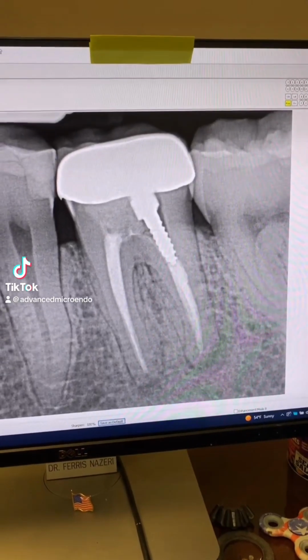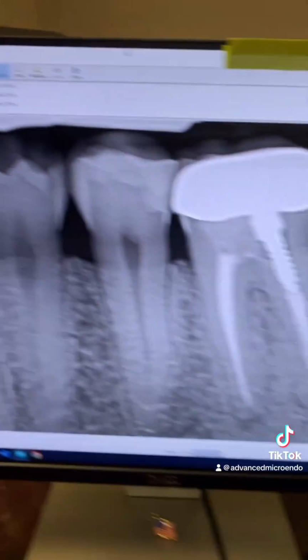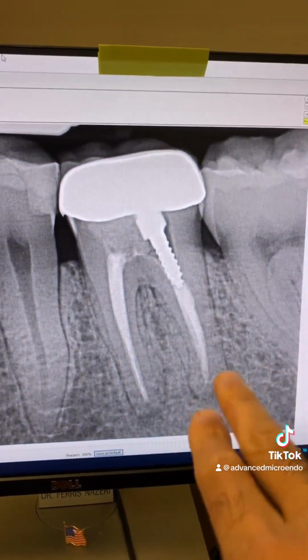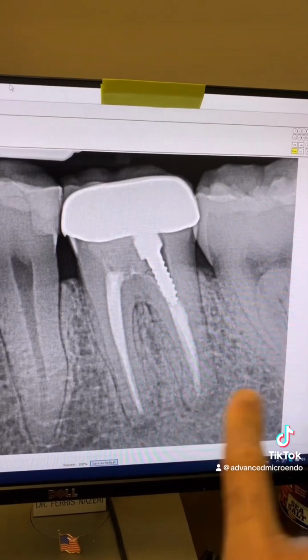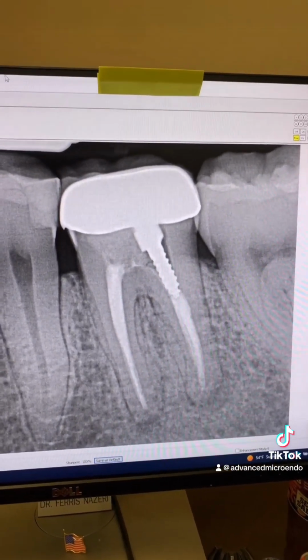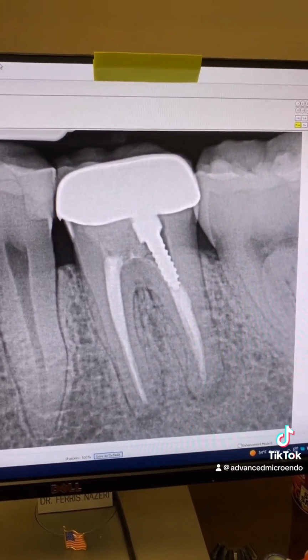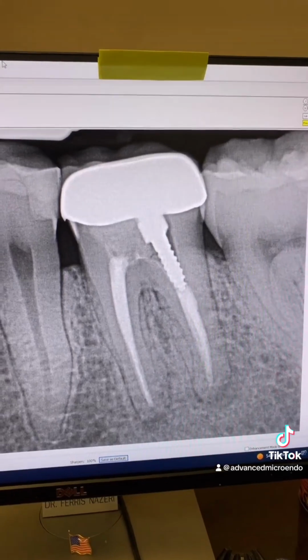This patient was referred to me a year ago, as you can see right here, for evaluation and possible endodontic retreatment of tooth number 19. According to the patient, this root canal was done 20 years ago. And the patient says she has had no symptoms with the tooth.